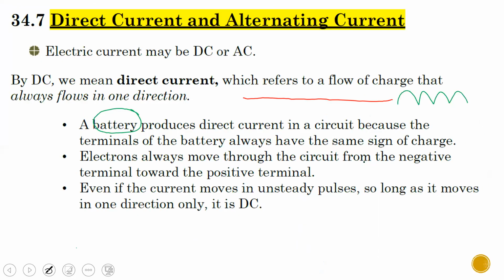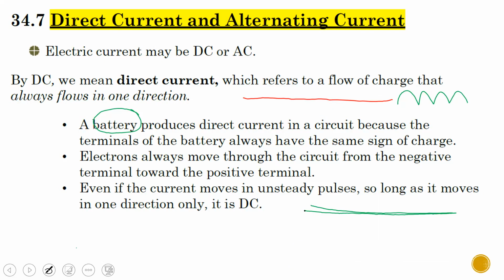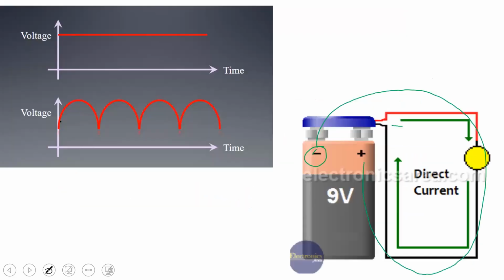A battery gives an example of direct current. The electrons move from the negative to the positive terminal. So if it works in one direction, like this here, we have a direct current. Some current can move in unsteady pulses like this here, but this is also a DC current, or a direct current.